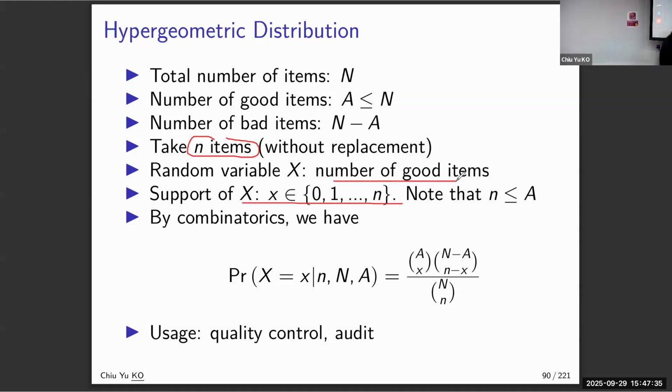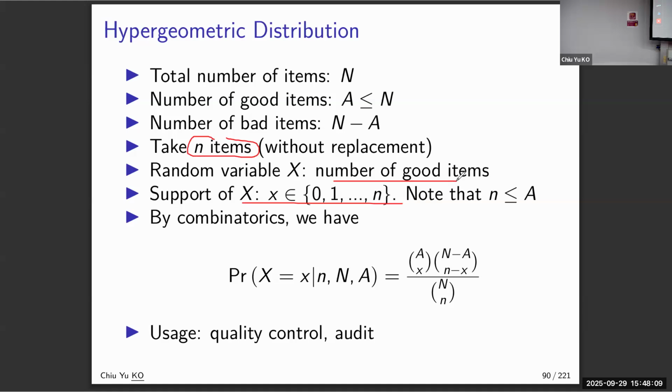So this is, again, an auditing thing. You may go to a warehouse with 1,000 products, and the client told you that 80% are good. So it means that out of 1,000, 800 are good, right? And then probably you can't check everything, because checking destroys things or is costly to do. Maybe you take out 10 of them, out of 1,000. The question is, out of the 10 products you take out, how many are good?